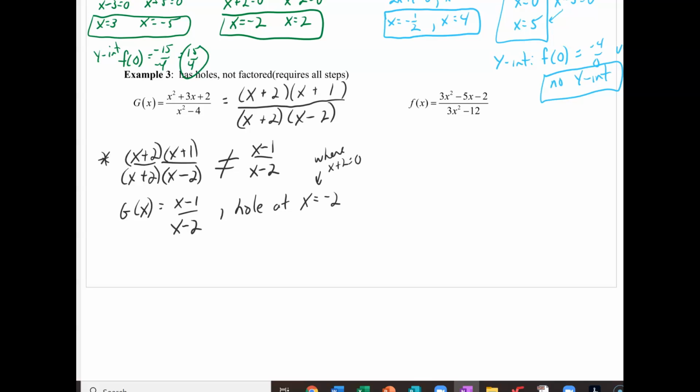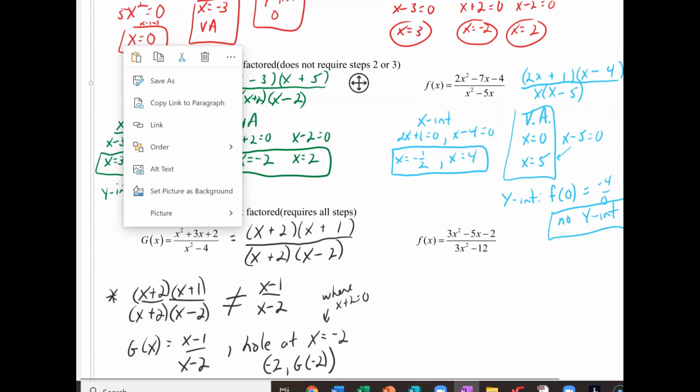Okay? Now, having the x coordinate of the hole is not enough. What we need is we need both. So we need negative 2, and then what is the y coordinate? It's going to be what happens when we plug negative 2 into our reduced g of x. So that's going to be g of negative 2.